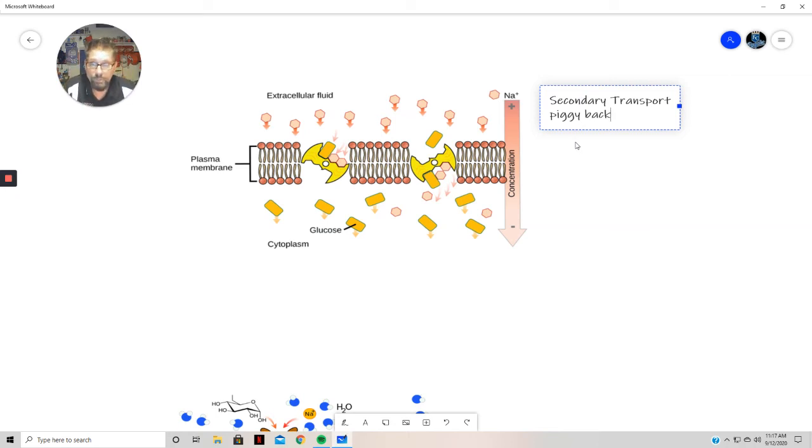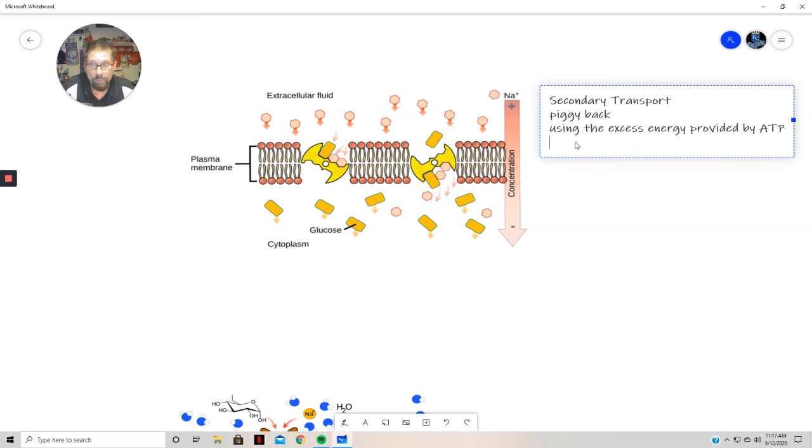And so here's what's going on. Secondary transport. We're using, and I'm going to put the word excess energy provided. I can't reference ATP enough. You got to have that in your mind. But we're using the excess energy provided by ATP.